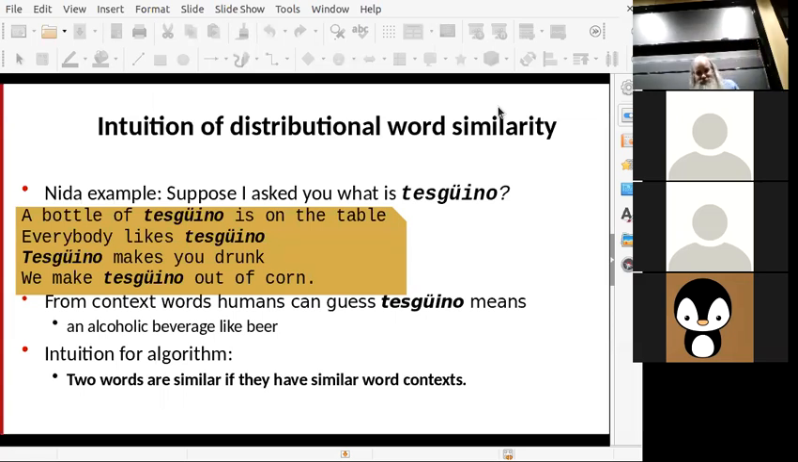So I'm going to give you a little story here, okay? In this example, suppose I asked you what the word Tesquino means, and I'm going to give you a little passage. A bottle of Tesquino is on the table. Everybody loves Tesquino. Tesquino makes you drunk. We make Tesquino from corn. And then the question is going to be, so what's Tesquino?